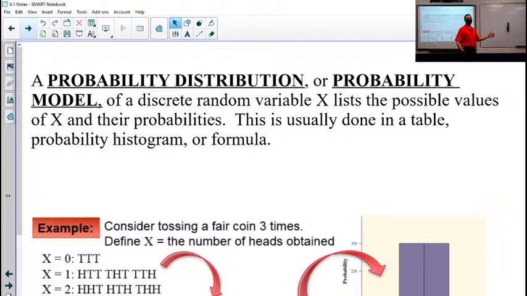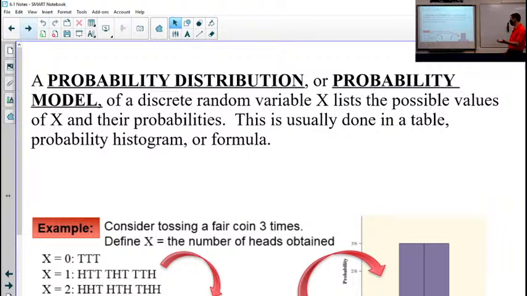And so most of the time, a probability distribution, which is something we've already looked at, is a table that gives the value and the probability of it happening. So it lists out all the possibilities and lists out the probability of each of those possibilities happening. So let's say that we flip a coin 3 times. And we let our variable x be the number of times the coin comes up heads.